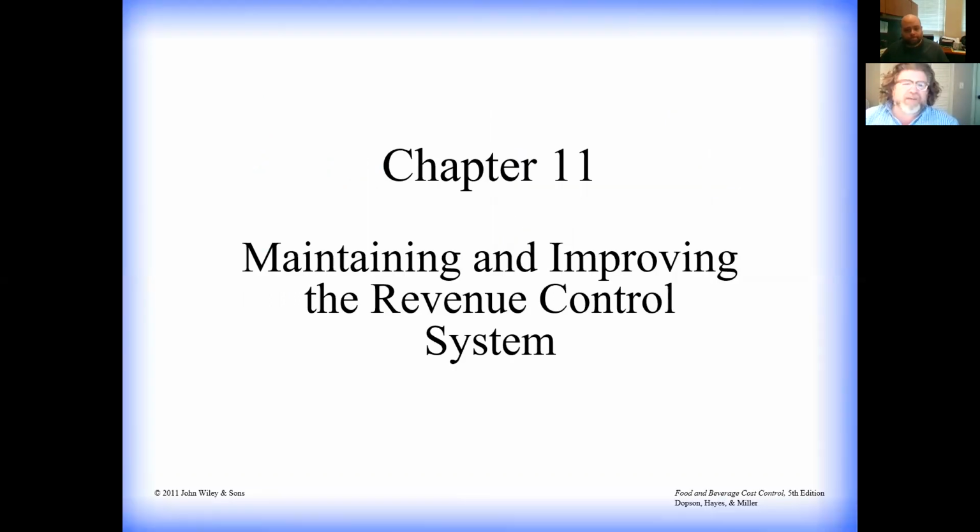Like I said, here it says maintaining and improving the revenue control system. But control is always things that we can measure, and really, what we're talking about here is that we're really concerned with security more than anything, about the money not disappearing.